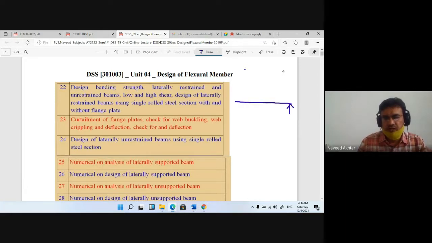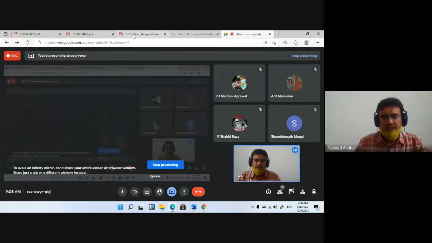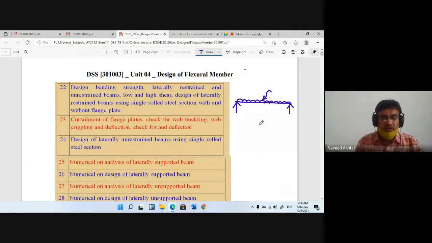Okay. So these are the supports, okay, having some loading. It may be uniformly distributed load, it may be point load. Okay. The member having a transverse loading, then that member is termed as flexural member.